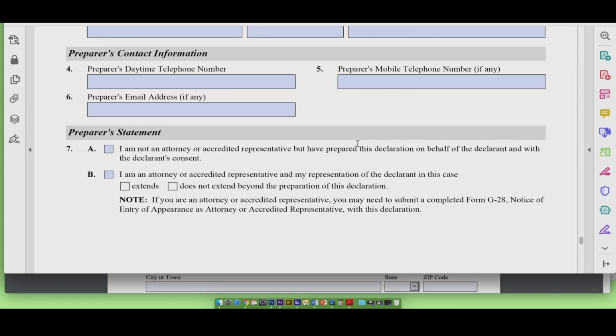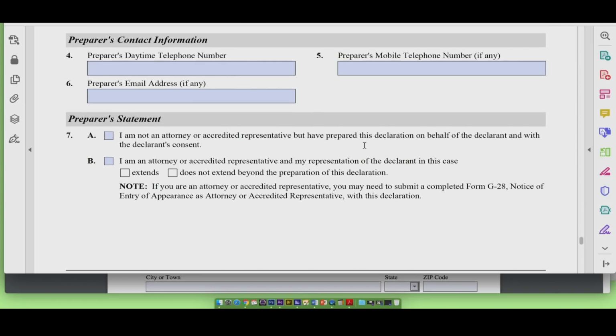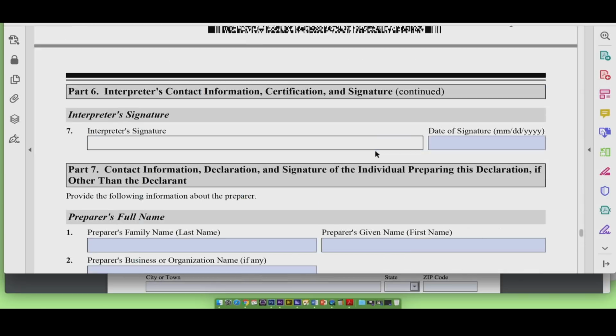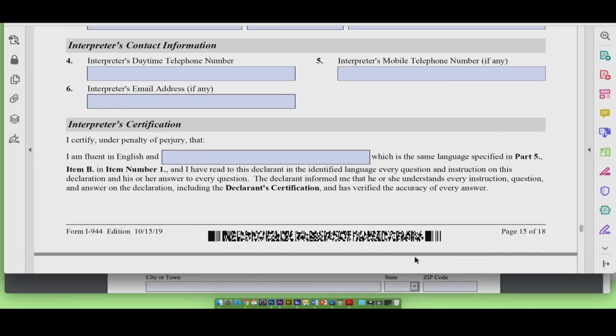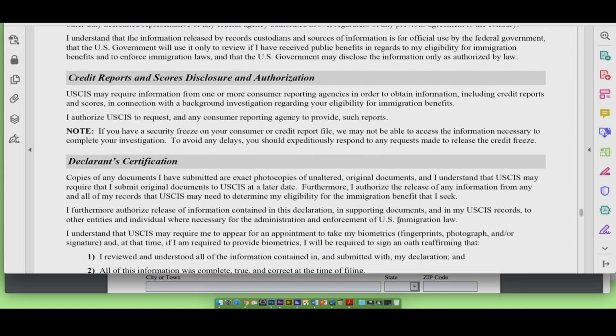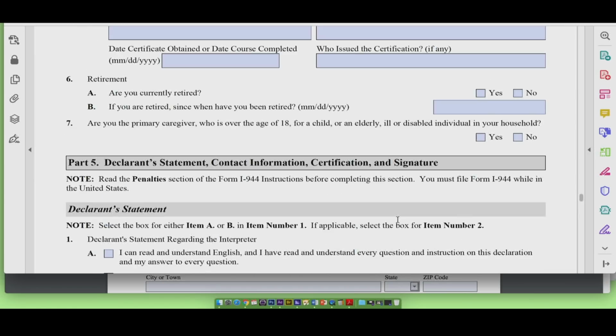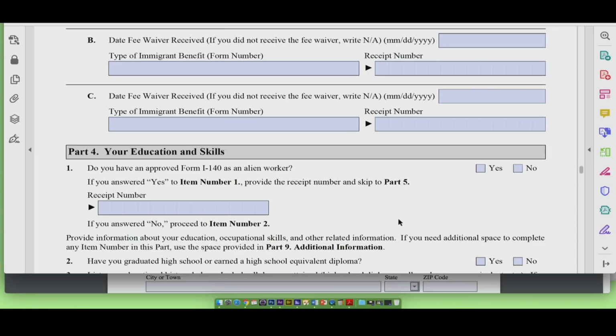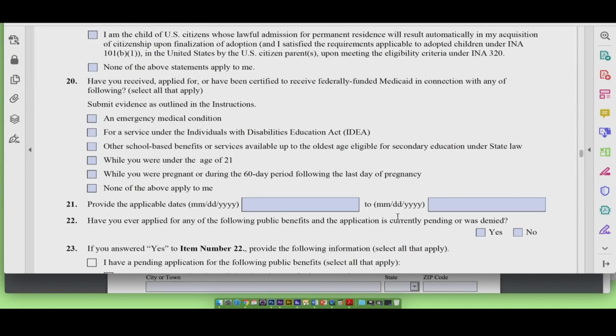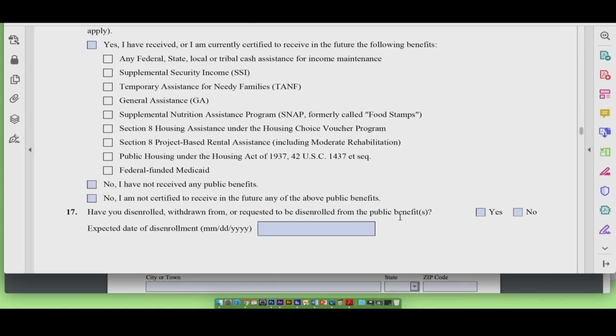I-944. And again, I must reiterate that you should keep the instructions right beside you as you're completing this form, because for the first time, it can be a little complicated, and there are many, many questions to answer.